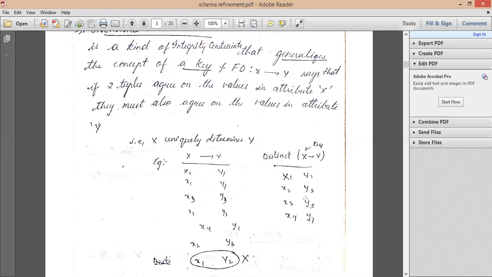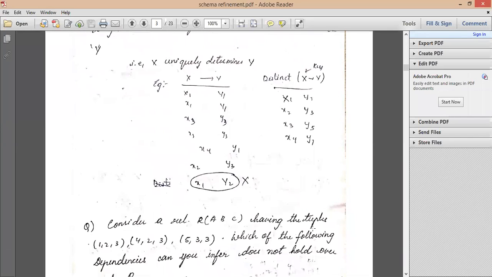Now, one more condition, let us check. Distinct X goes to Y. That is nothing but X1 goes to Y1, X2 goes to Y3, X3 goes to Y5, X4 goes to Y1, but they should not be the same. They are different. That's it. Distinct means unique.